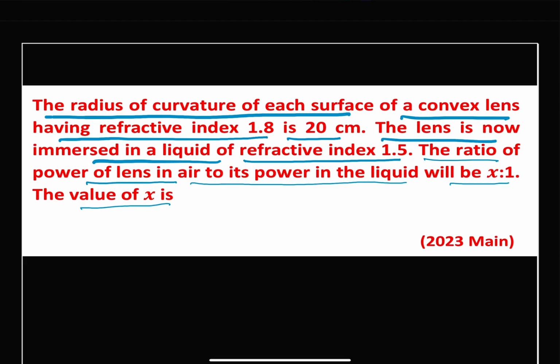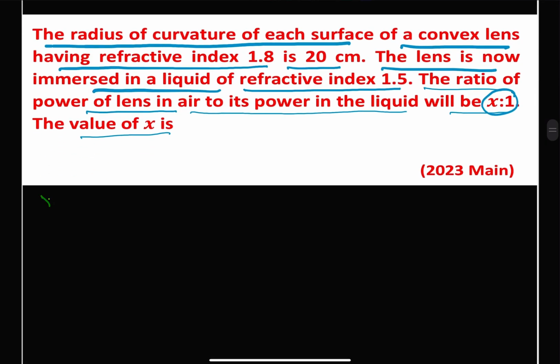So we are given a lens that is initially in the air and then it is put inside the liquid. We have to find the ratio of the power, given to us as x is to 1. So we have to find the power of the lens and take the ratio when it is in air and when it is in the liquid. The refractive index of the lens is given to us. Let us call this NL, which is 1.8, and the refractive index of the liquid is also given.